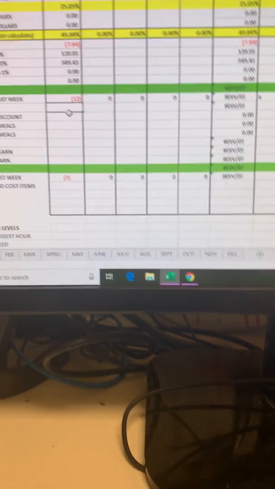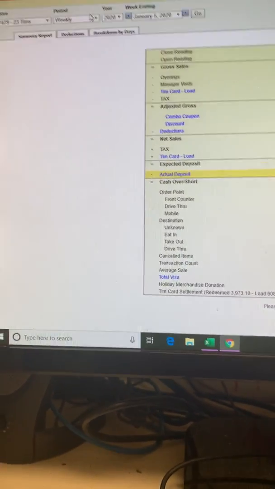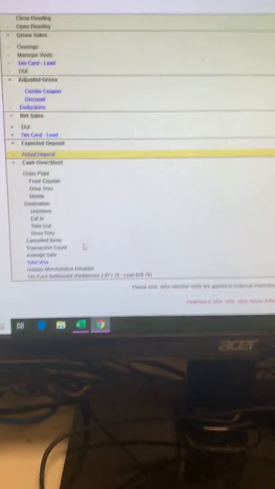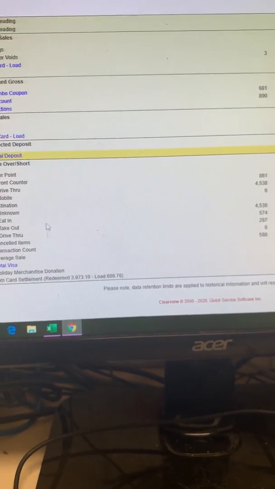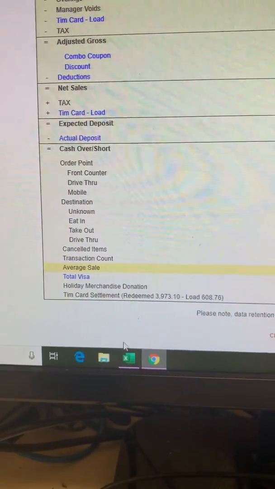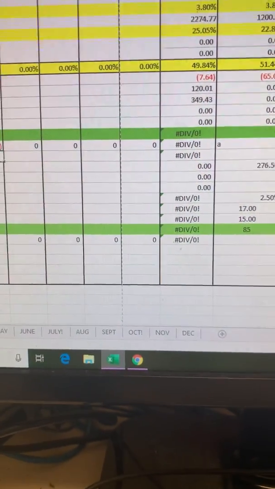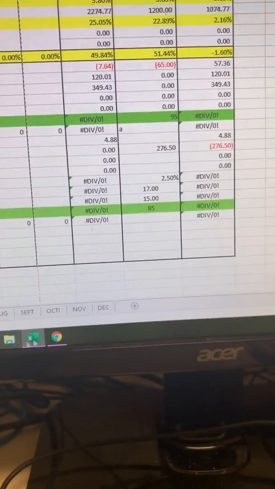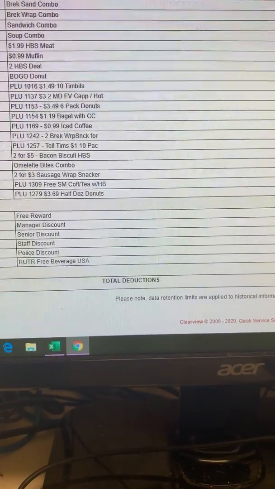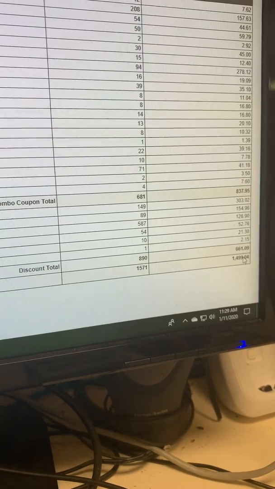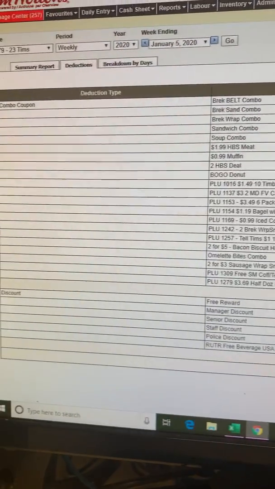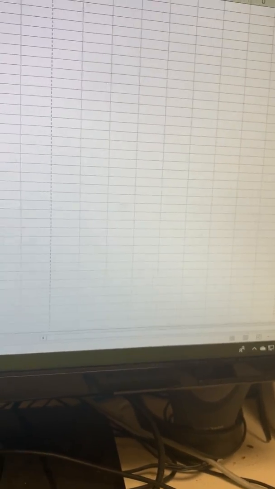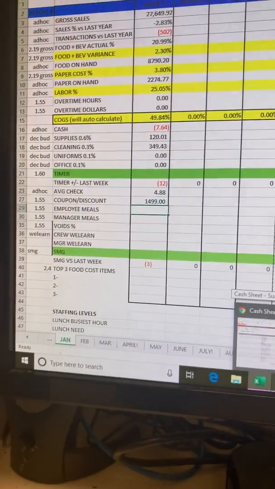Okay, your average check you can find on your weekly under your cash summary. This is average sale. So there it is right there. It's the $4.88. So we're going to put that in there. Coupon discount, that is your entire coupon discount total, which will be shown right there. This is under the deductions under your weekly summary, and it is just that grand total that is down there. I'm going to put the $14.99. I don't know exactly what it was, but you guys get the point.